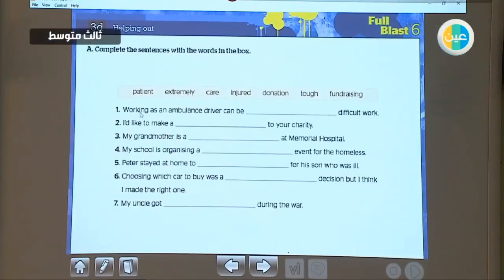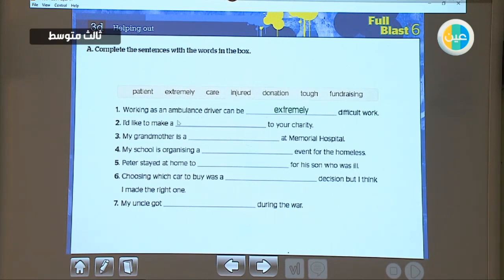Let's see the first one. Working as an ambulance driver can be difficult work. What do you think the correct meaning is here? So working as an ambulance driver can be extremely difficult work.